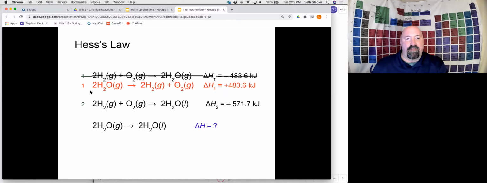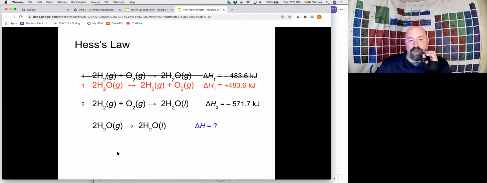We now have all of our reactants on the reactant side. So here's our target, has reactants of 2H2O. And so the equations that we have to work with have that same 2H2O gas as a reactant. Our product is 2H2O liquid, and we have that in our second equation as a product. So that one's okay. The next thing that we want to do is look to make sure that we can cancel out anything that is not in our target equation.